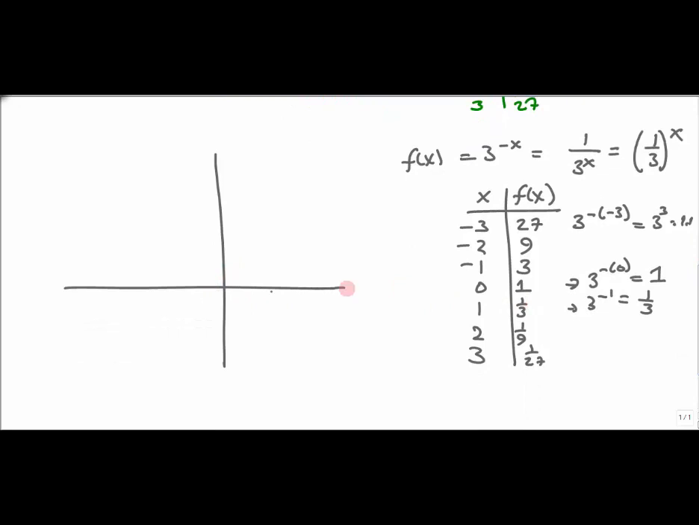So let's go ahead and plot a few of these points. This point of 0, 1 is going to be important for both these graphs. So there's 0, 1. Now here if I plug in a 1, I'm at 1/3. 2, I'm at 1/9, and you can see I'm getting closer and closer and closer to this x-axis again, but never crossing it. Now if I plug in a negative 1, I'm up here at 3, and at negative 2, I'm up here at 9. So this is just the mirror image of the exponential growth function, and this is called exponential decay.